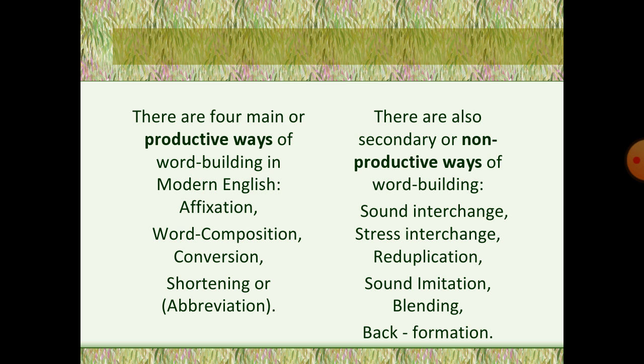There are four main or productive ways of word building in modern English. They are affixation, word composition, conversion, shortening or abbreviation. There are also secondary or non-productive ways of word building: sound interchange, stress interchange, reduplication, sound imitation, blending, back formation.